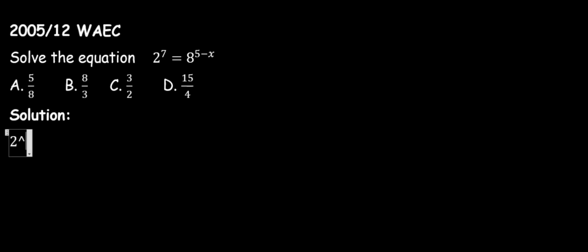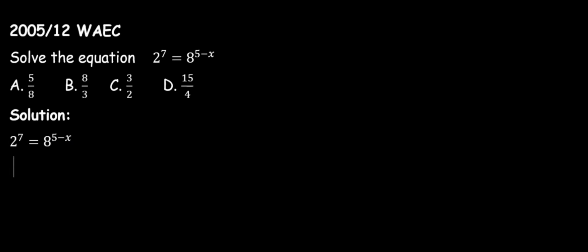Solve the equation 2 raised to the power 7 equals 8 raised to the power 5 minus x. The options are given: A, 5 over 8, B, 8 over 3, C, 3 over 2, D, 15 over 4. Solution. 2 raised to the power 7 is equal to 8 raised to the power 5 minus x. That's the given problem. We express the right hand side in 2 and its powers.